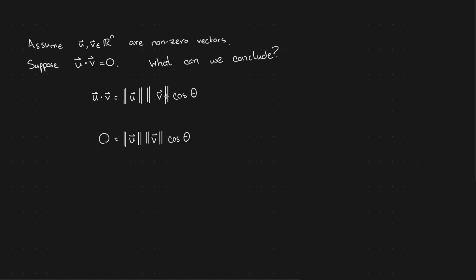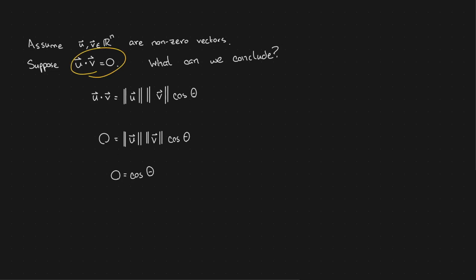But what was our assumption at the beginning? We assumed that we have non-zero vectors, which means they have length, right? Specifically, that means the norm of u cannot be 0. It's not a 0 vector. Norm of v cannot be 0. It's not the 0 vector. So that means the only thing that could be 0 is cosine of theta. So cosine of theta must be 0.